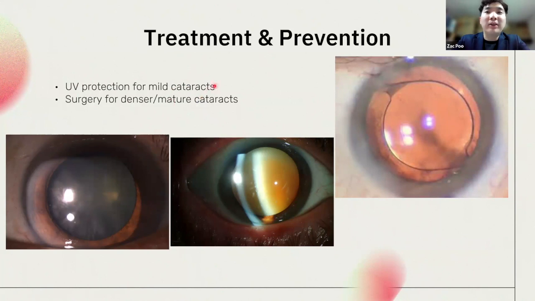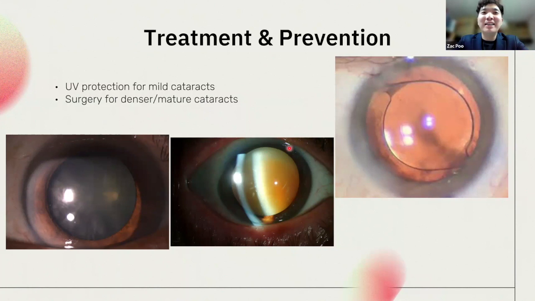So how do mild cataracts look? They will look like this. Your lens is still a bit clear, but you do see a bit of cloudiness over here. Now, with denser or mature cataracts, when you have this kind, your eyes will look a bit yellowish like this. Sometimes it can also be seen by the naked eye, but the moment you can see your friend's eye being a bit whitish or yellowish, usually that's a late stage.